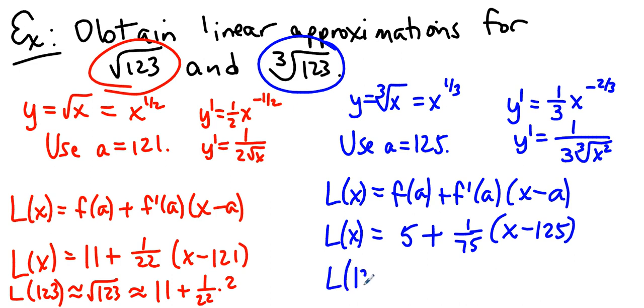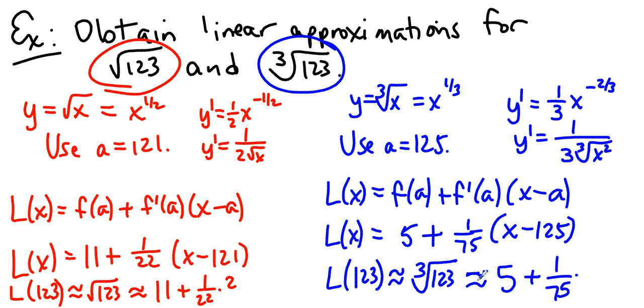We're interested in 123. This will be approximately the cube root of 123, and that's 5 plus 1/75 times 123 minus 125, which is negative 2. This number, whatever it is, is an approximation for the cube root of 123.